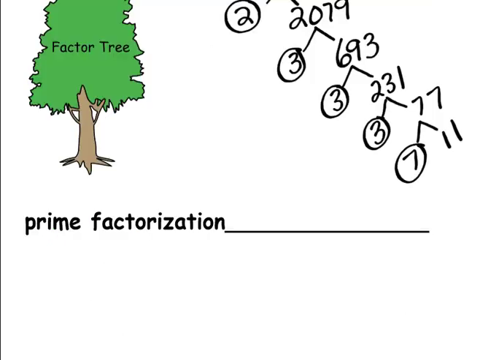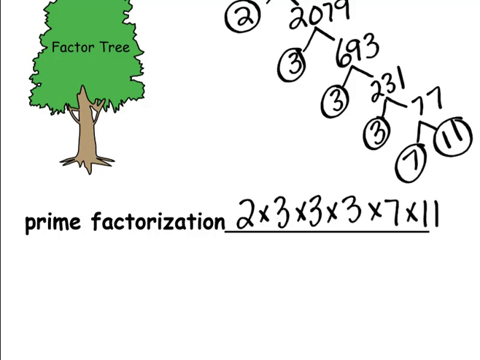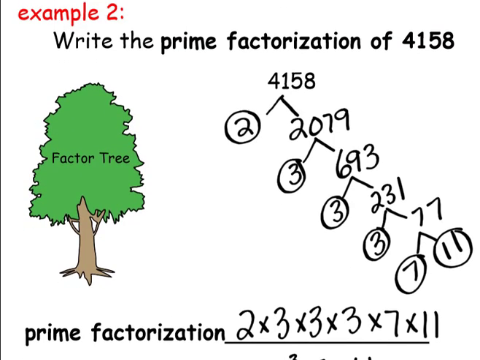So if I go to list all my prime factorization here, it would be 2 times 3 times 3 times 3 times 7, I'll circle that, times 11, or 2, I'm going to use the dot, 3 cubed times 7 times 11. And that would be the prime factorization of 4,158.